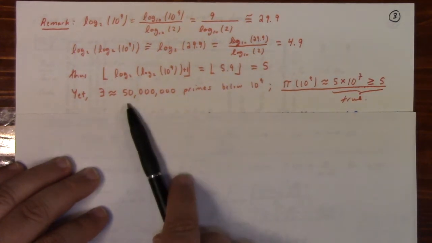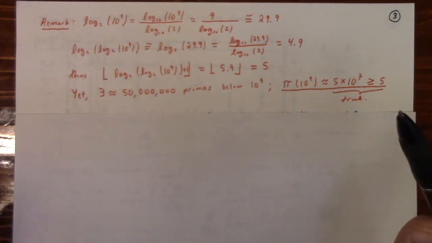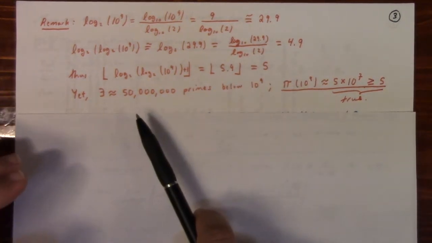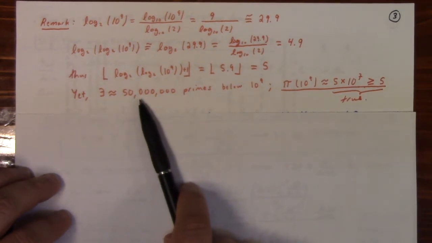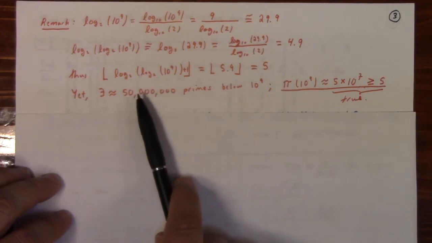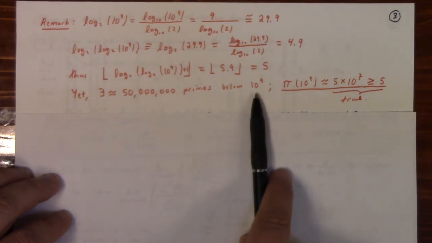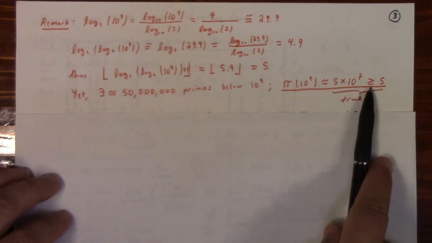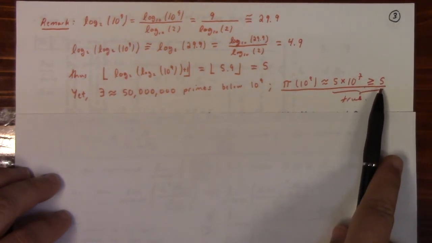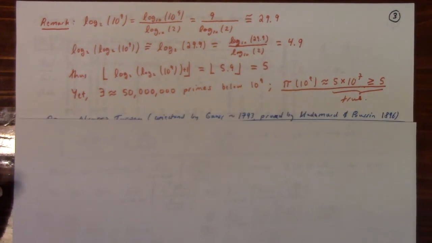If you look at it, and I haven't done this personally, so I'm trusting other people because I have other things to do with my life than count all the primes up to a billion. But maybe if you had a summer, I don't know, you can figure out that there are about 50 million primes below a billion. So while it is true that 5 times 10 to the 7th is greater than or equal to 5, I don't think 5 is really a very good bound on that, is it?